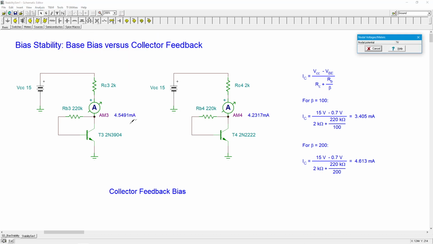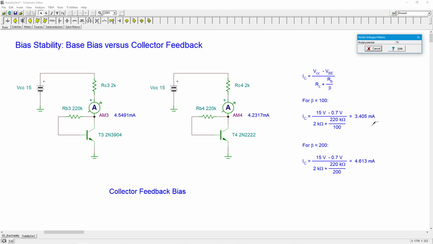All right, so for the 04, we're getting a little over 4.5 mils, and for the 22, we're getting 4.2. So that has collapsed down a bit, right? I mean, they make sense. This is below the 200. They're both above the beta of 100 with the 3.4. So that looks pretty good.